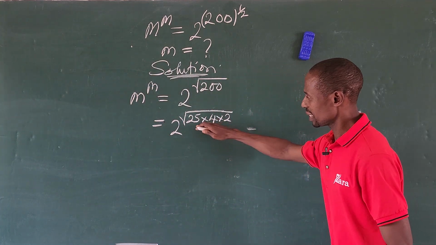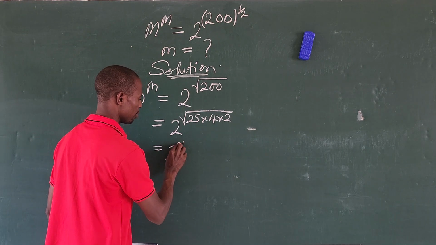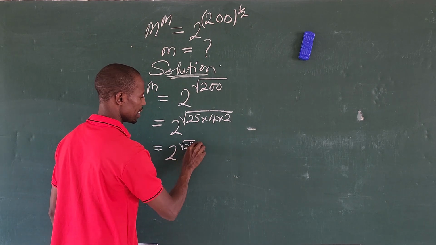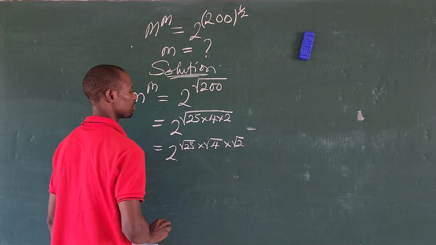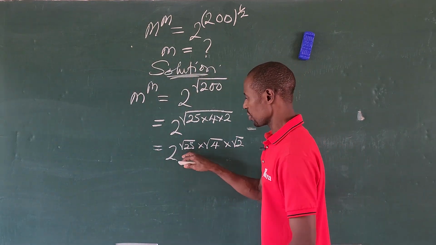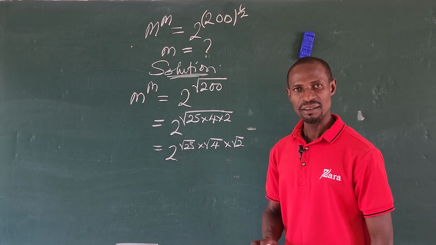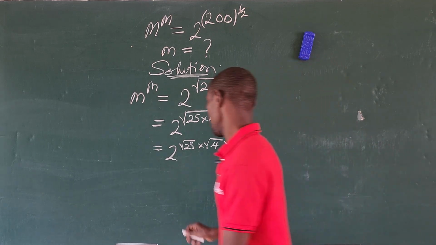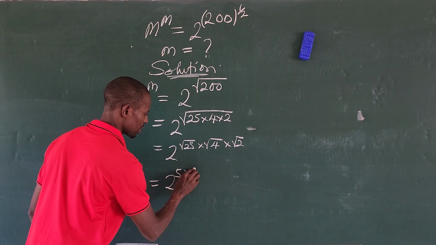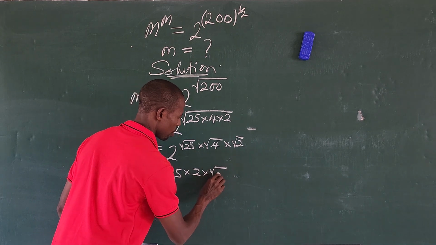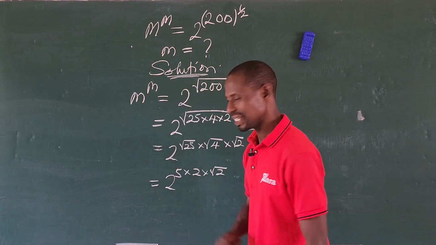Now, we can separate this expression. This gives us 2 to the power of the square root of 25 separately, times the square root of 4, times the square root of 2. Easy, right? Good. Now we know 25 is a perfect square and 4 is a perfect square. So the square root of 25 is 5 and the square root of 4 is 2. And so we have 2 to the power of 5 times 2 times the square root of 2.